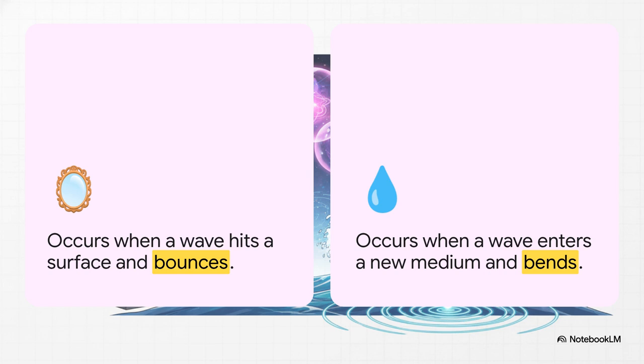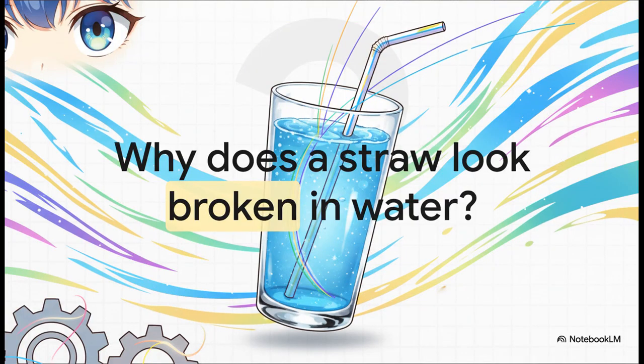This involves the wave transmitting entirely into a new medium, and as it crosses that boundary, the change in the new medium's properties causes the wave's velocity to shift. That physical shift literally alters the wave's trajectory, bending it right away from its original path. To picture this, think about a highly relatable everyday mystery. Why does a straw look broken or disjointed when you drop it into a glass of water?